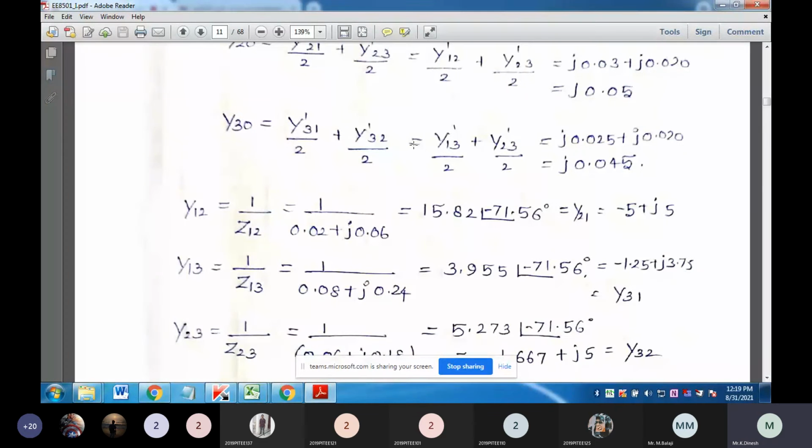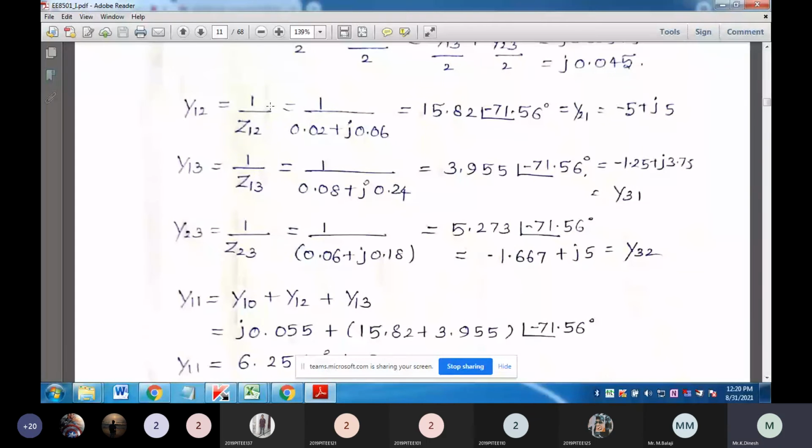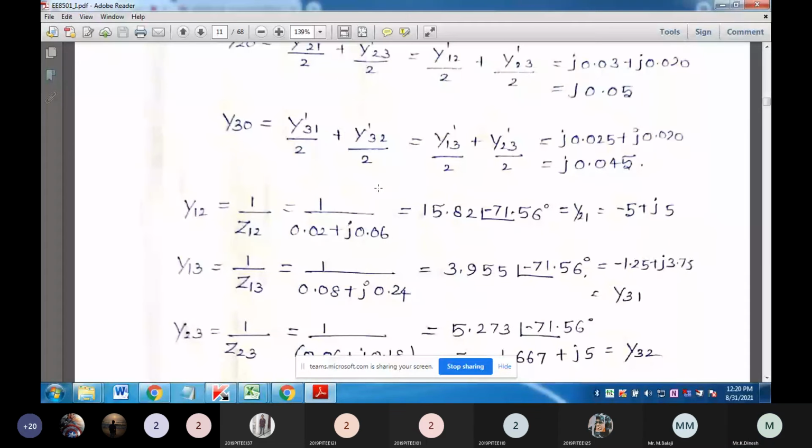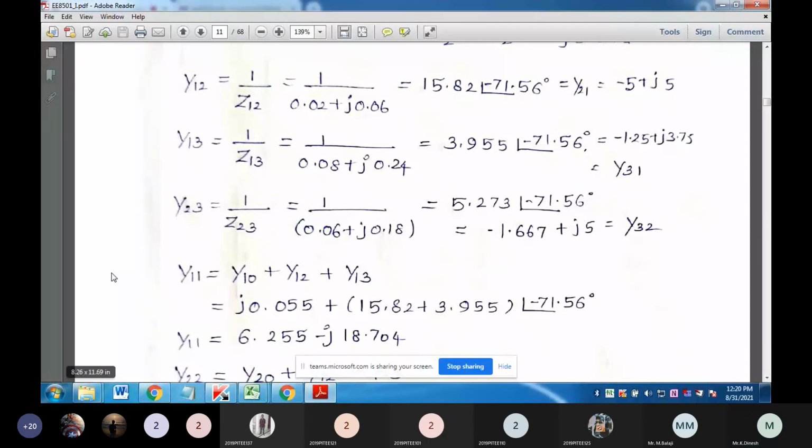So Y12, Y13, 23, 11. So Y12 is nothing but 1 by Z12. So Z12 is given, so minus 5 plus J5 if you are taking the inverse. Likewise, Y13 value is also given. So the impedances are given, and we convert them to admittance. So 1 divided by 0.08 plus J0.24 gives minus 1.25 plus J3.75. Likewise, Y23 is the inverse of Z23, which is minus 1.667 plus J5.